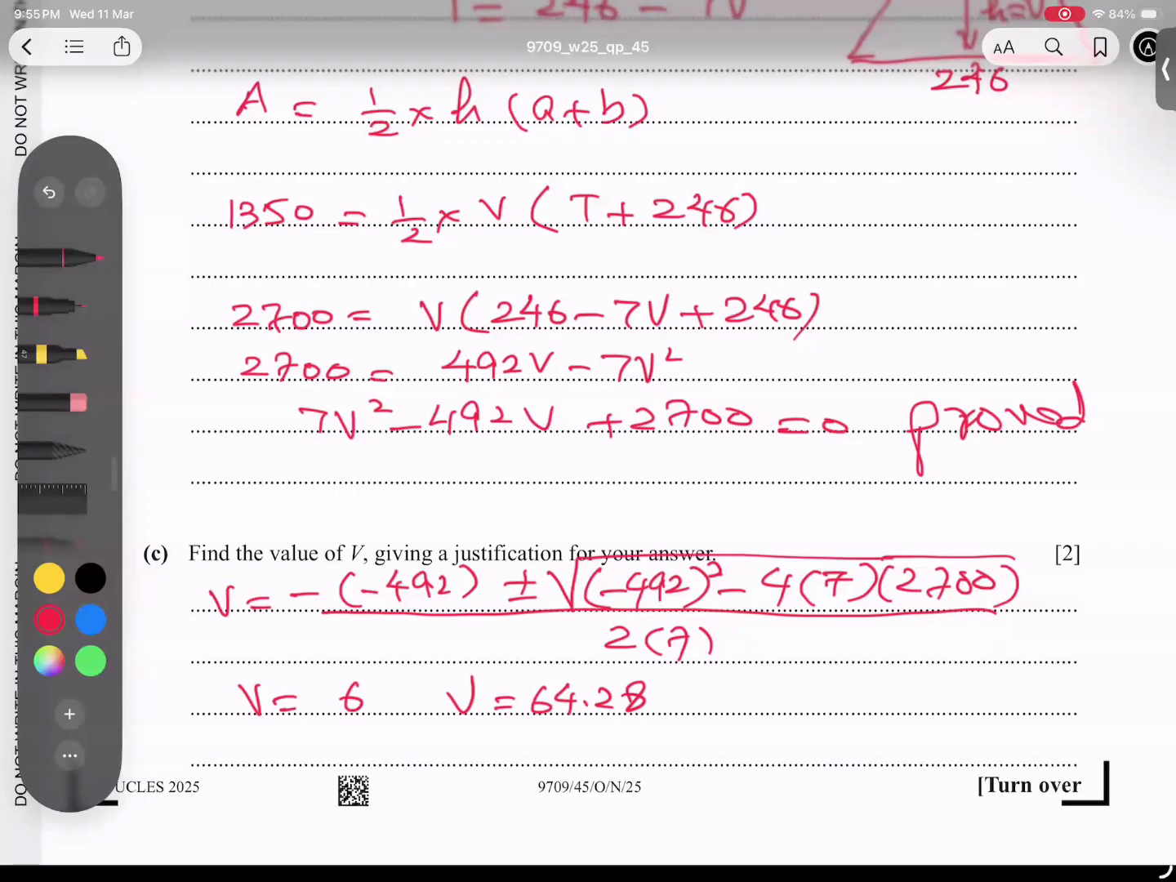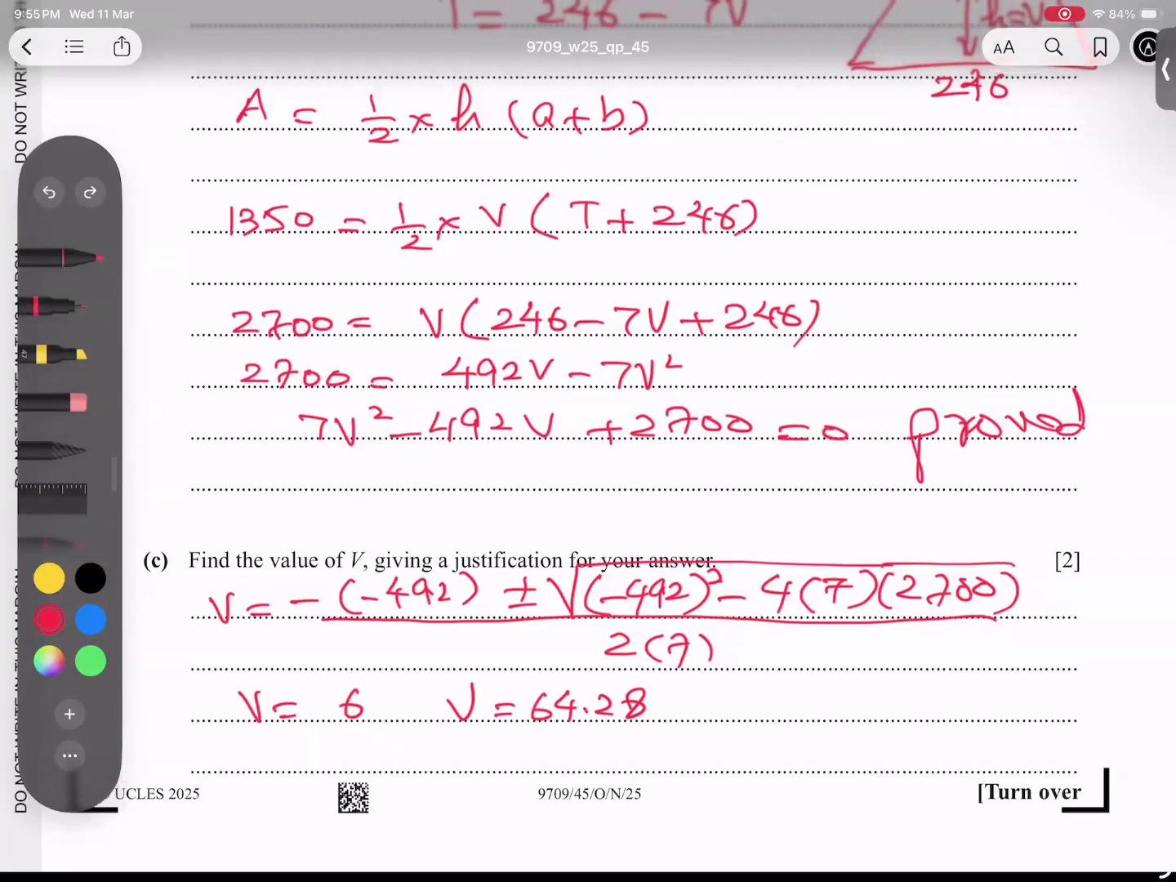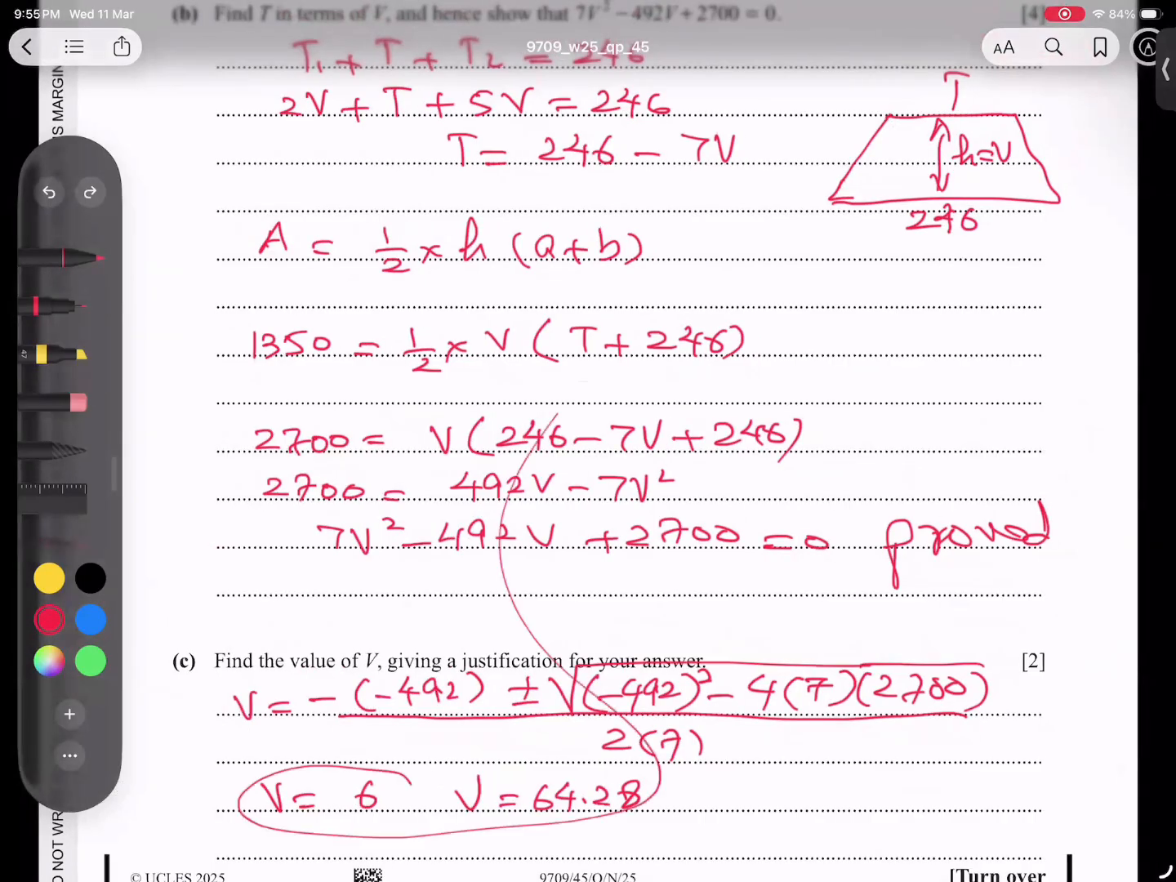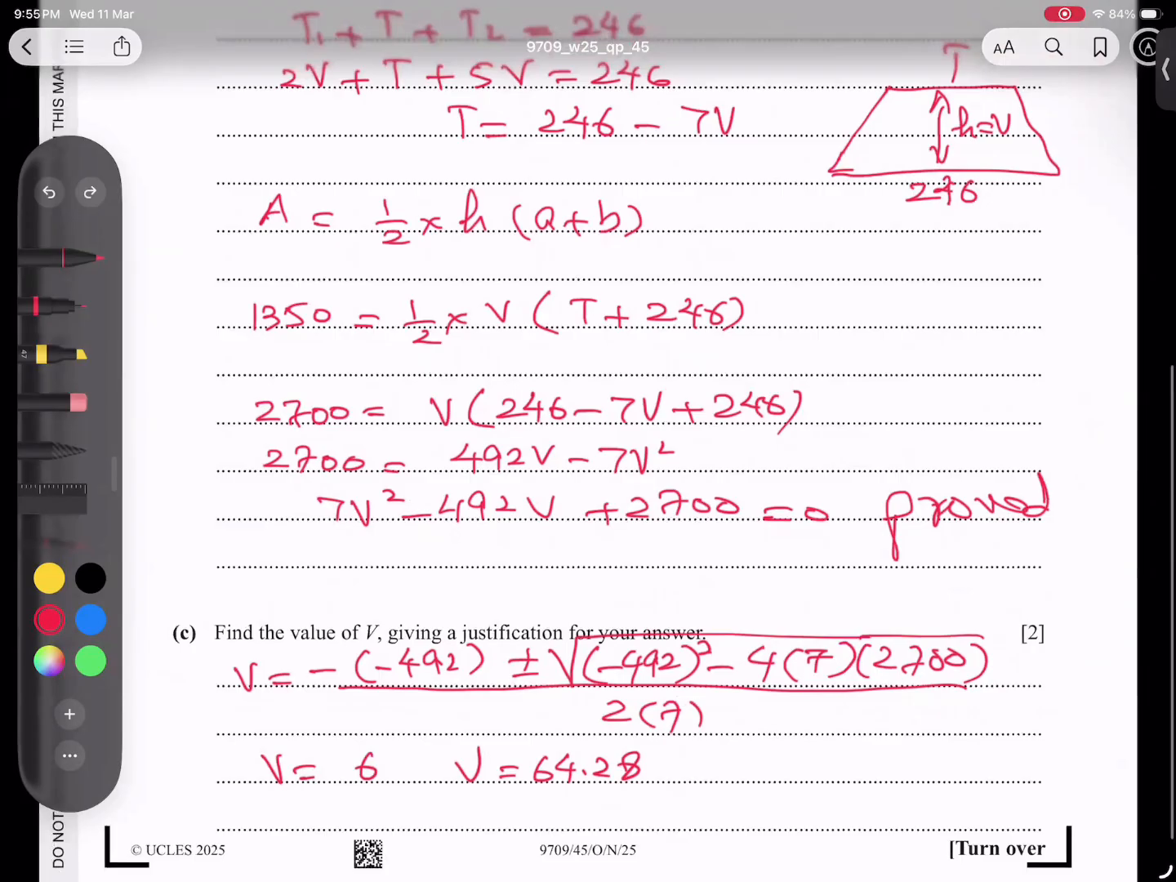So how to justify your answer? There are two ways, but the best way to justify is this equation. If your time comes out positive, for example, if I plug in 6 here, let's see what answer we get: 242 minus 42, the time is coming positive. So it is correct answer.